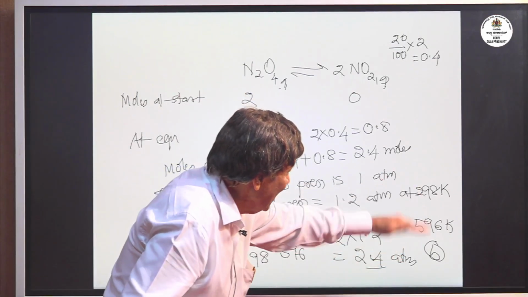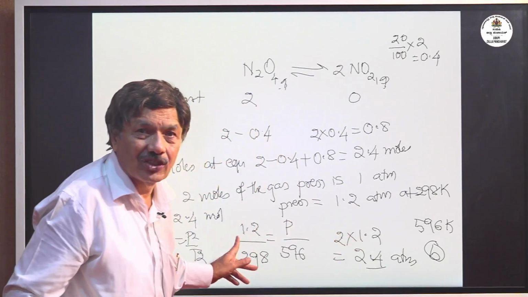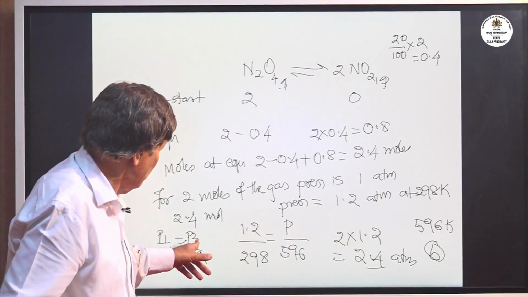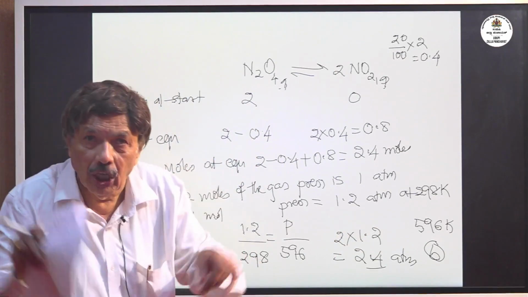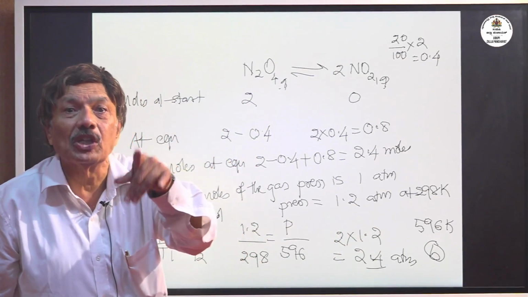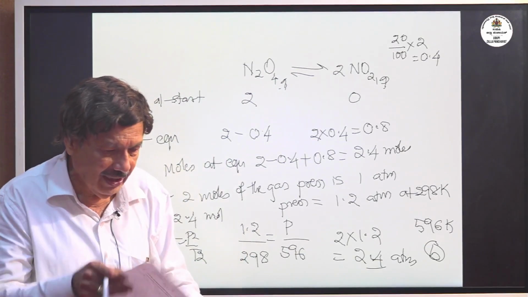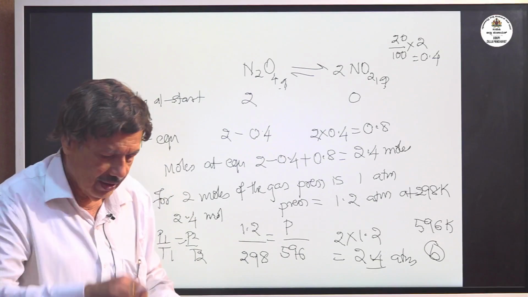Since they have doubled the temperature, the pressure also should be doubled. That is Gay-Lussac's law. P1 by T1 is equal to P2 by T2 in a confined volume, when the volume is fixed. This is what we call Gay-Lussac's law of combining volumes.